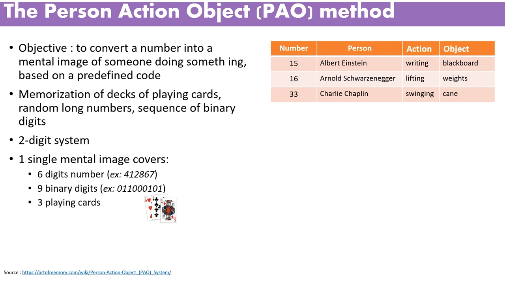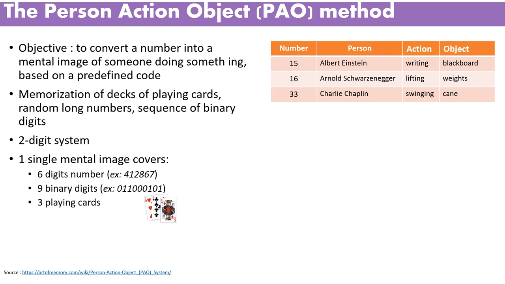So it all starts with an initial code that you have to build yourself, just like we built our own code for the on reading previously. For all numbers between 00 and 99, you have to associate this number with one person doing an action with an object. So look at that table for those three numbers.